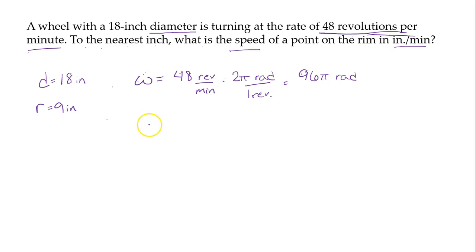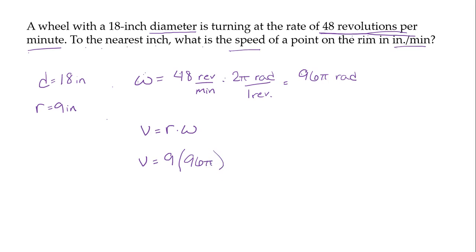Anyway, here we go. Linear speed. We are given the radius. Well, we're given diameter, but we found the radius. And we found the angular speed. So use this formula right here. V equals r times your angular speed. Plug away. You have 9 times the 96 pi.